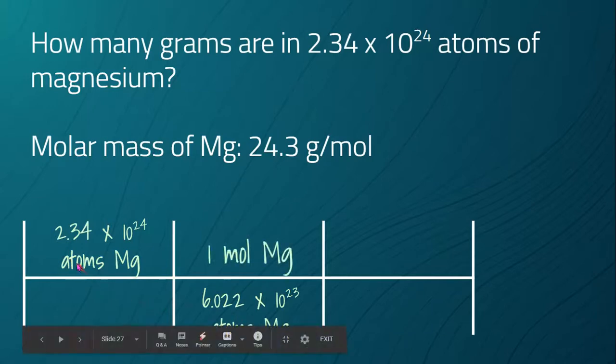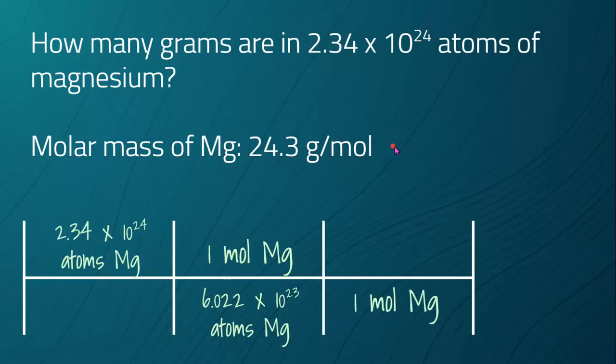So as my atoms cancel out, I'm now in moles of magnesium, but I want to go to grams. How can I convert from moles of magnesium to grams? By using a second conversion factor known as the molar mass. Since I have moles of magnesium up, I need to do moles of magnesium diagonal down so they cancel out. I know there's 24.3 grams in 1 mole of magnesium, so I'll put the 1 mole down and the 24.3 grams up.